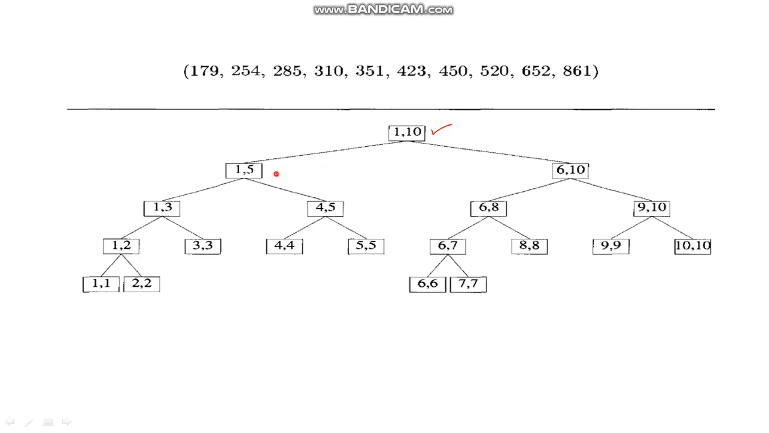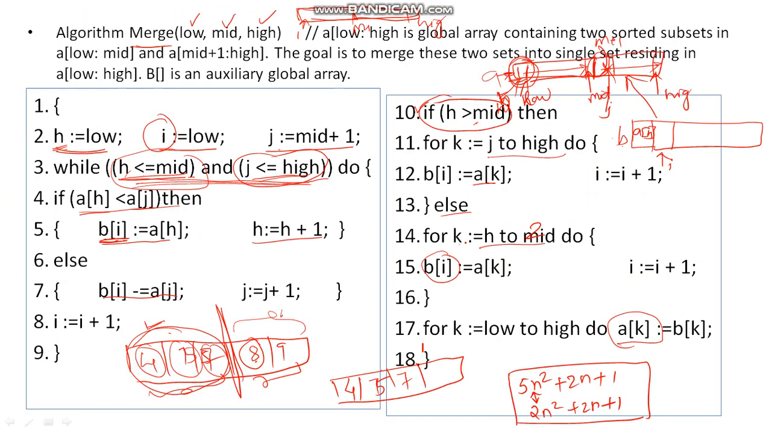1 to 10 is divided into 1 to 5 and 6 to 10. Then 1 to 5 is divided into 1 to 3 and 4 to 5. 1 to 3 is divided into 1 to 2 and 3 to 3. 4 to 5 is divided into 4 to 4 and 5 to 5, and similarly all others are done. And this one is the reverse order.